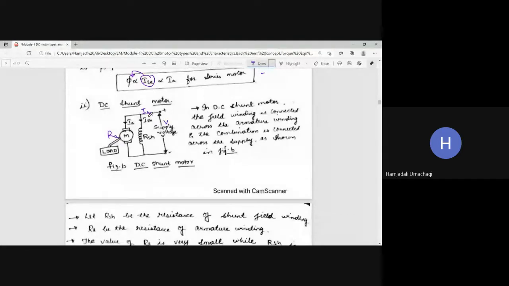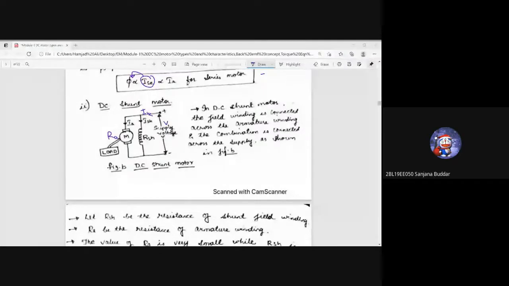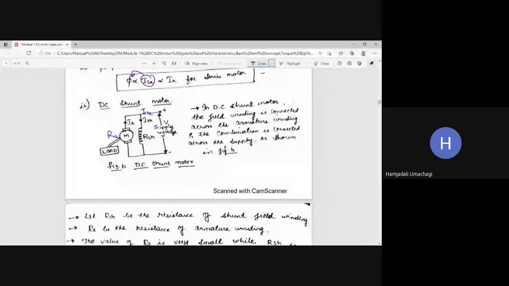Now apply KCL at this point and tell me the current equation. In the earlier case of the DC series motor, IL equals IA equals ISE. But now, in the case of the DC shunt motor, as per KCL, what will it be? IL is equal to IA plus ISH. Very good. So this is the current equation for the DC shunt motor.